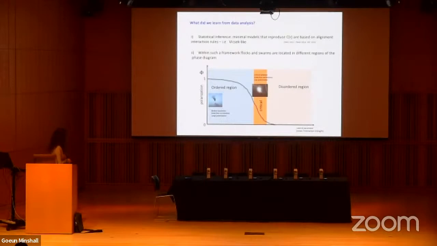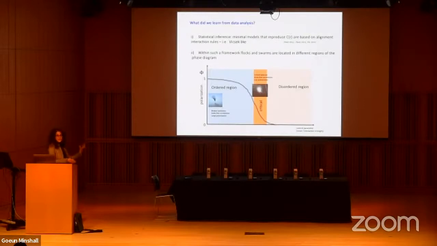Okay, so here is the phase diagram of this kind of Vicsek-like self-propelled particle models. And typically, if you put here on the x-axis the control parameter, which can be the strength of the noise, for example, what happens is that as you decrease the strength of the noise, you get a phase transition from a disordered region to an ordered region. Okay, so here everybody goes in the same direction. Here everyone flies in a random direction. Okay, so there is this transition.